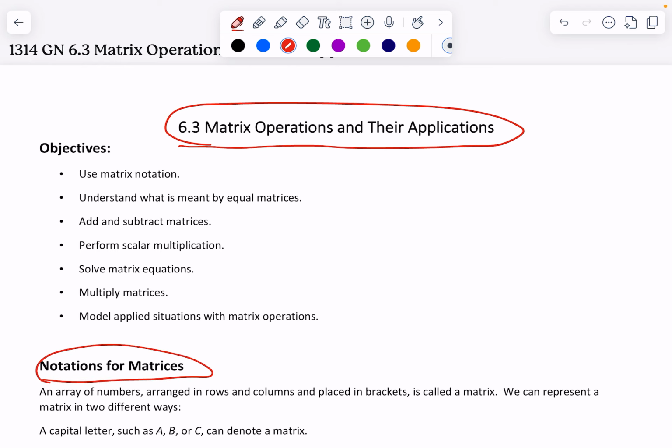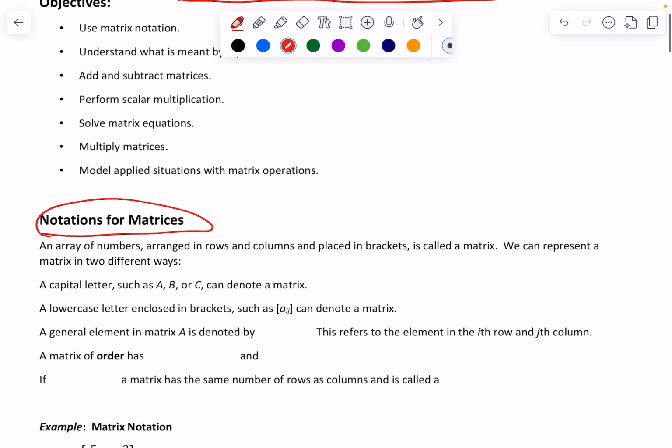An array of numbers arranged in rows and columns and placed in brackets is called a matrix. We can represent a matrix in two different ways. We use a capital letter, A, B, or C, that denotes a matrix, or a lowercase letter enclosed in brackets. Now, a general element in matrix A is denoted by A sub ij, and this refers to the element in the ith row and jth column.